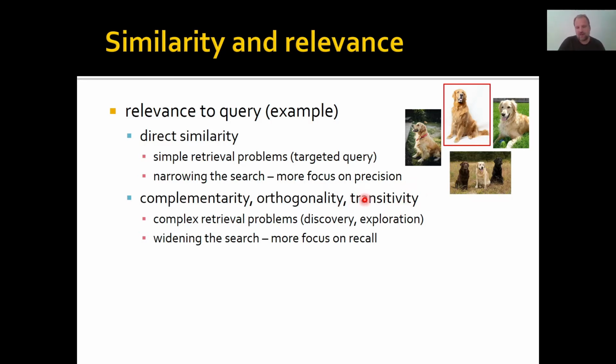And this kind of retrieval is more suitable for complex retrieval tasks, not just really fast direct searches like this, but more complex scenarios like discovery or exploration of data. And we also focus not just on the precision, but also the recall. And the recall in some scenarios is really important. So we widen the search.